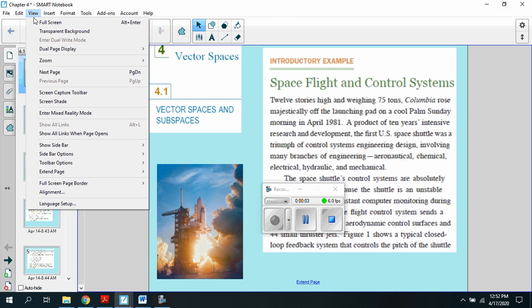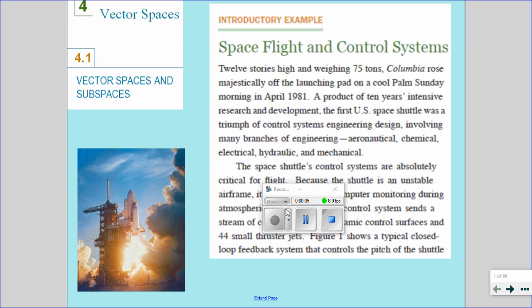Hello, class. Today we're going to be introducing Chapter 4 on vector spaces. Vector spaces bring together a lot of what we learned so far about how vectors and matrices relate to one another. This introductory example is located in your textbook at the beginning of Chapter 4, so I encourage you to read it. It discusses an application of vector spaces in terms of flight control.